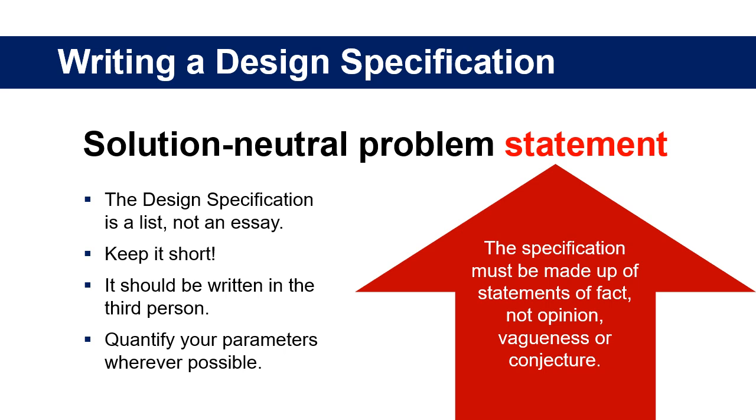When you're writing your design specification, you should try to quantify your parameters as much as possible. It's no use saying the solution needs to be quite expensive or fairly cheap. Those are very vague statements. What we want is something more precise. So you need to define, for example, that this is going to cost no more than £30, £20, £10, whatever the figure is. Put a number on it.